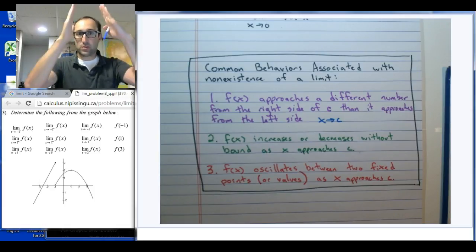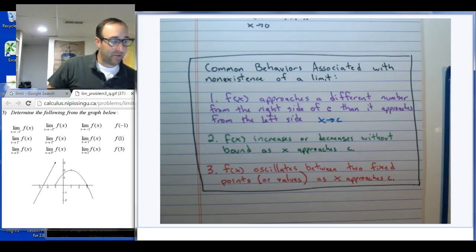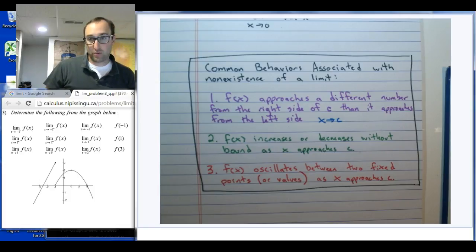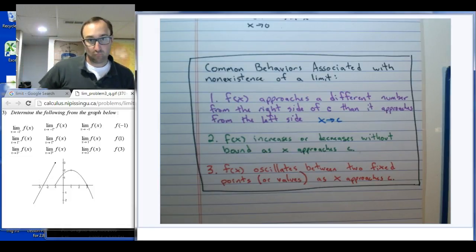It's the one where they both go this way, or the one where they both go that way. And the last one: f of x oscillates between two fixed points or values as x approaches c. So it's going between here, and then they just switch, and they keep on going faster and faster like that. All right, there you go.